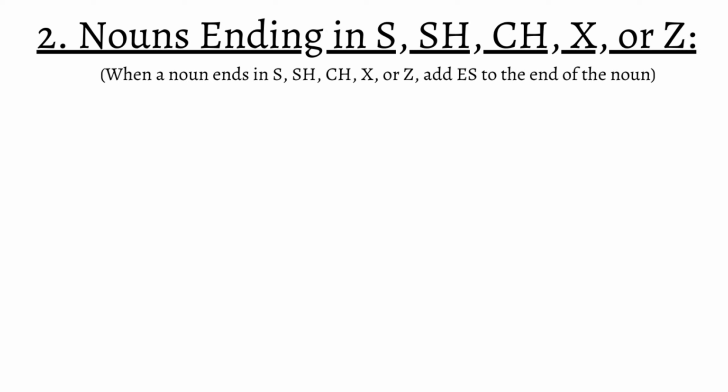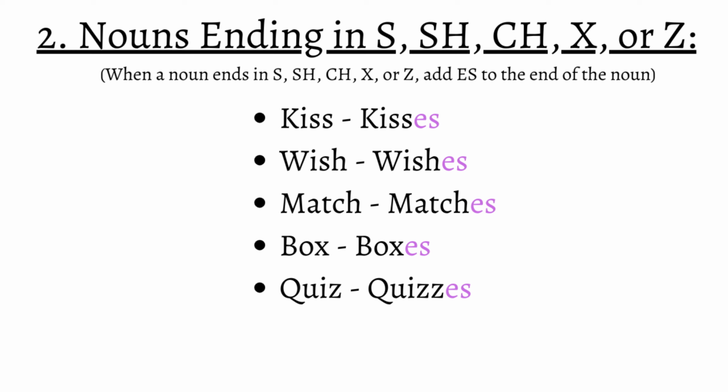When a noun ends in s, sh, ch, x, or z, we add es to the end of the noun, like kisses, wishes, matches, boxes, and quizzes. English does that to not repeat the same sound when a plural word is said, so we need a vowel, like es. With words that end in z, sometimes we have to add another z to the plural form, so that the word is written sophisticatedly.